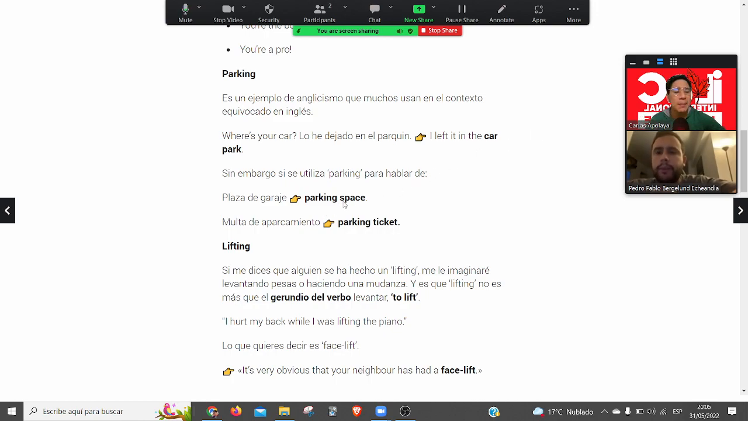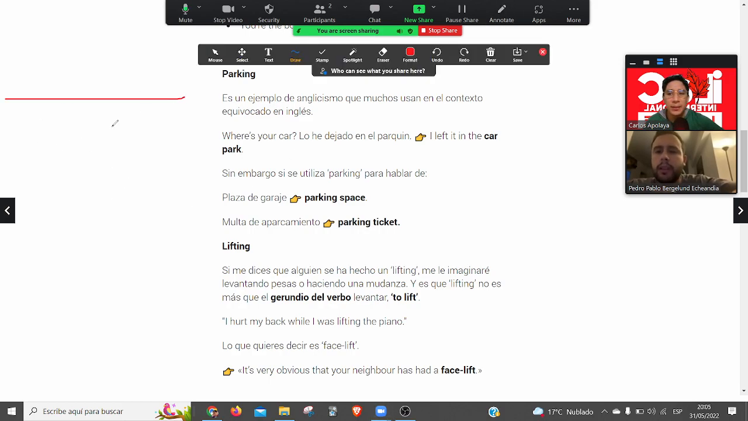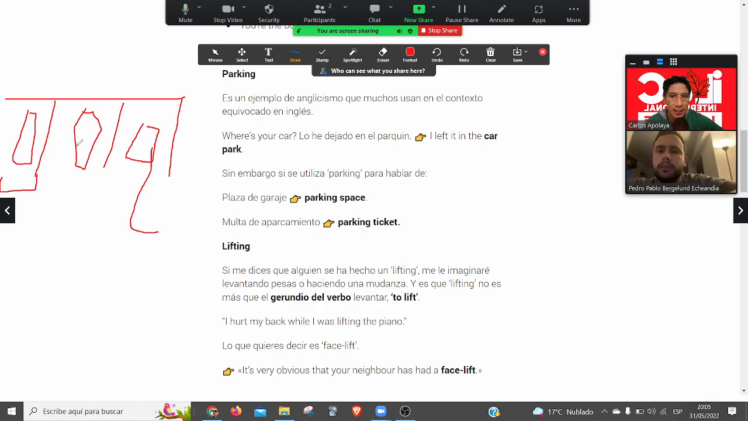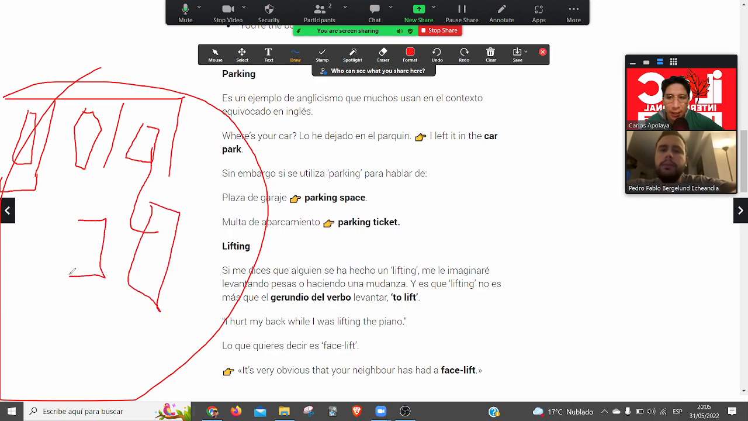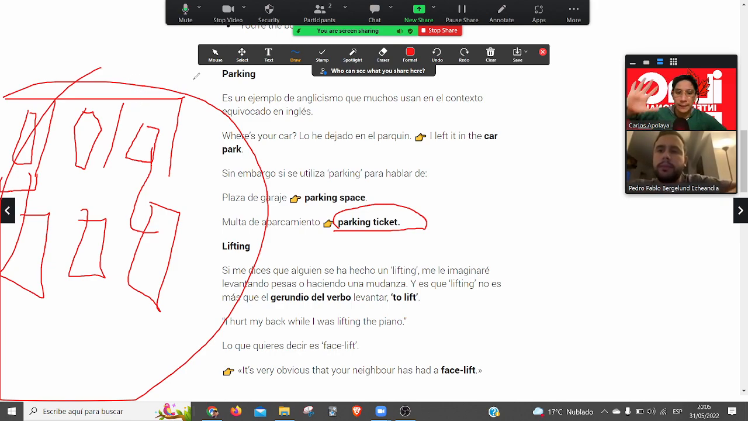Luego tenemos aquí el parking space. El parking space es, por ejemplo, no sé si has visto que en algunos lugares hay espacios donde te puedes estacionar cuando llegas a algún lugar. Este lugar se llama parking space, ¿ok? Y cuando vas a la playa de estacionamiento, donde hay muchísimos carros, es el car park. Ok. ¿Se entiende? Luego tenemos el parking ticket. El parking ticket es el ticket que te deja la policía en la multa, ¿ok?